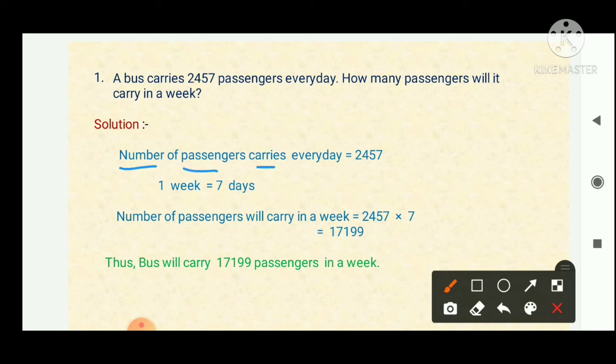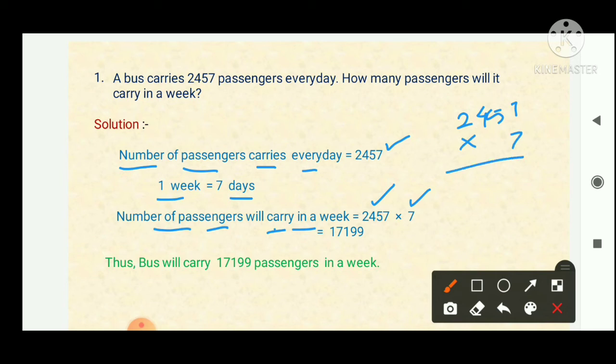Number of passengers carried every day is 2457, and we have to find out how many passengers the bus will carry in a week. We know that 1 week means 7 days. So how do we get the number of passengers carried in a week? By multiplying 2457 by 7. So let's multiply here.